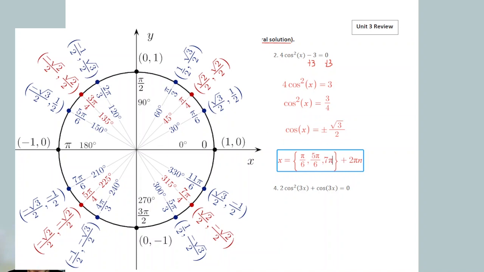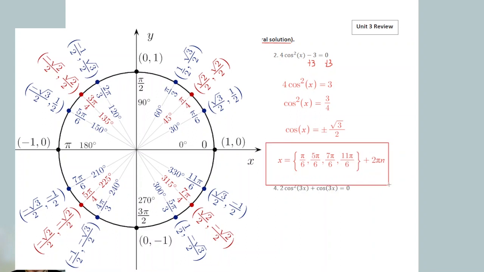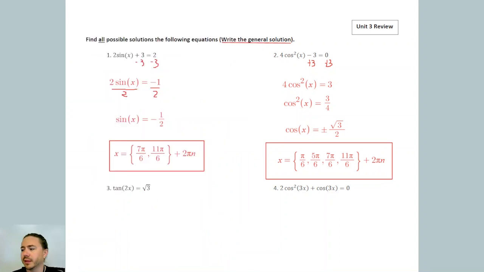If it'll let me do the pi, there we go. 7 pi over 6, and then the last one it looks like is 11 pi over 6. Okay, so those would be the solutions to that equation. Let's hide this before I forget to.